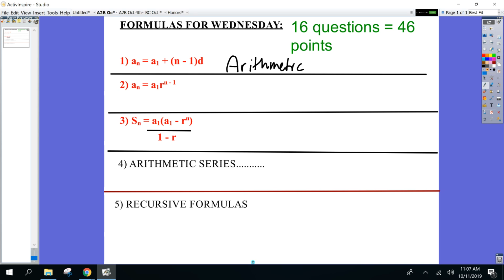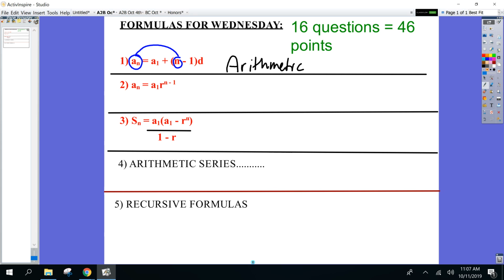What's a1? First term. And then remember, these two values are connected. They're not the same, but they're connected. What's an? Any term but the first. And then the n would be its place in the sequence. So the third term, fourth, fifth, sixth term, whatever you plugged in here.